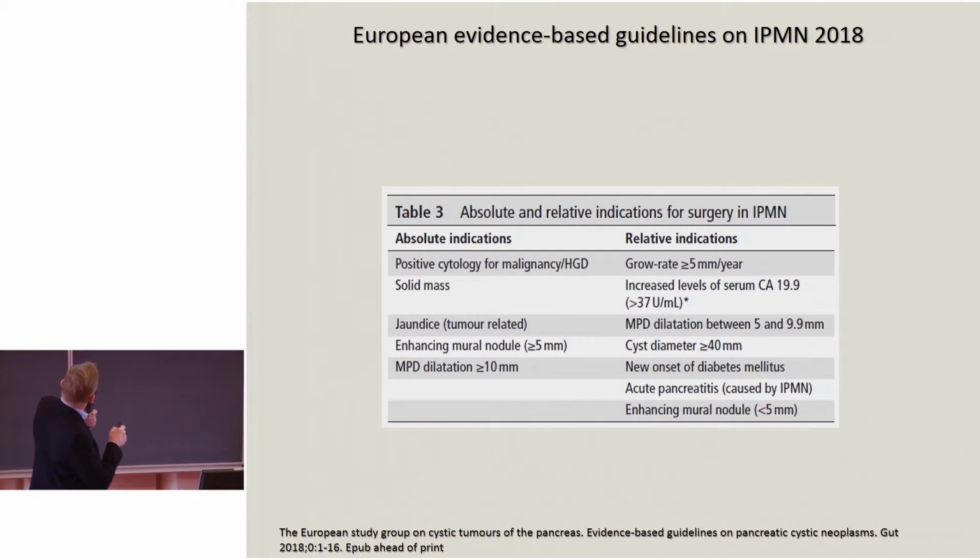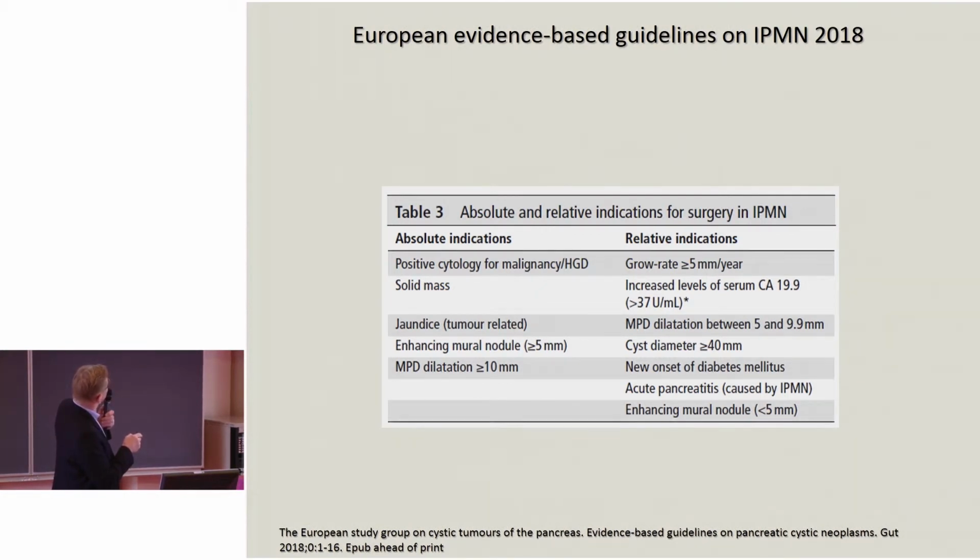The absolute indications are positive cytology for malignancy, high-grade dysplasia, a solid mass, jaundice, enhanced mural nodules more than 5 millimeters, and main pancreatic duct dilatation more than 10. Relative indications, but they stress that in patients fit for surgery, one should consider surgery.